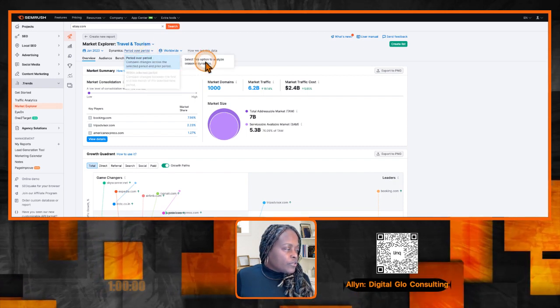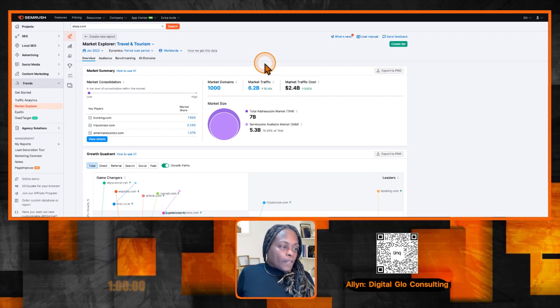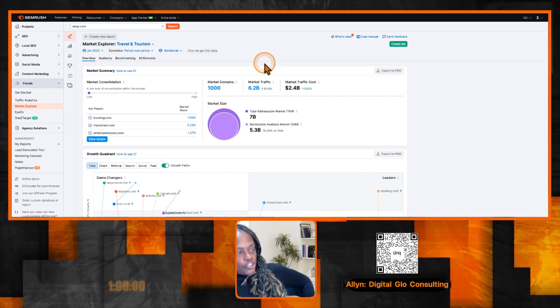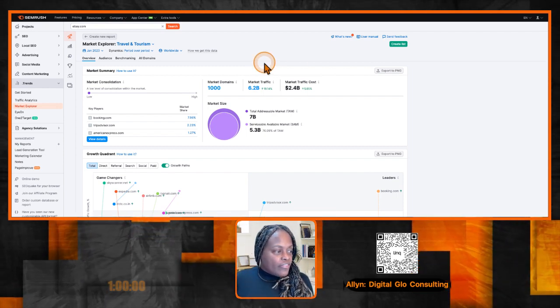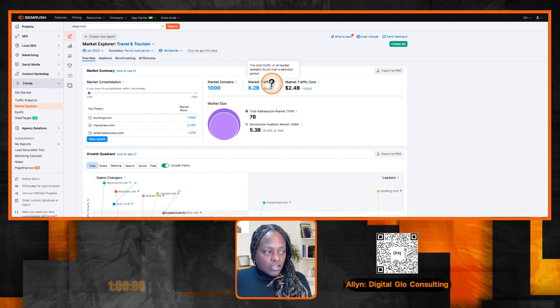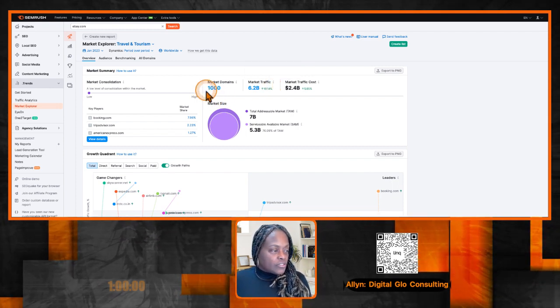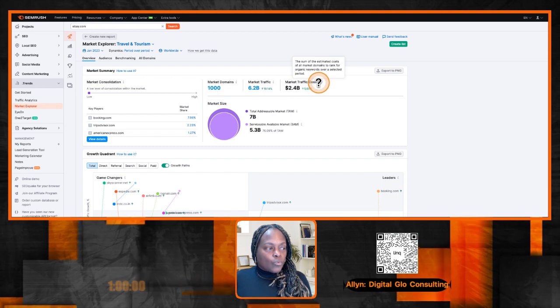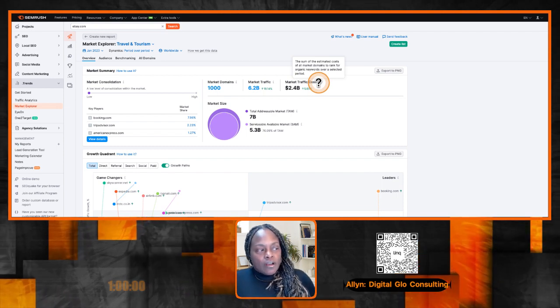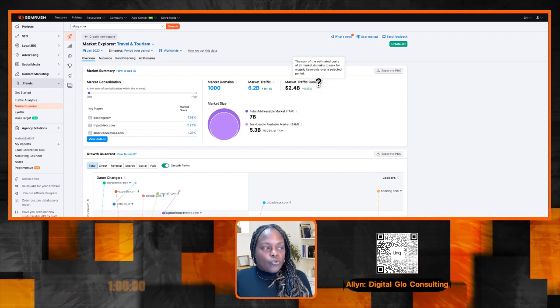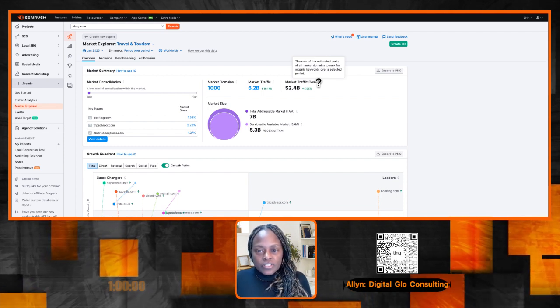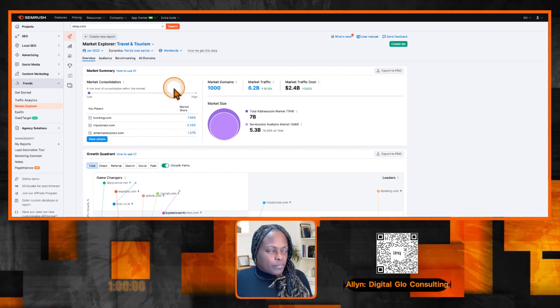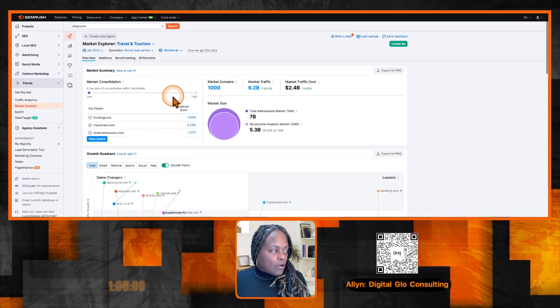Compare changes. Okay, so period over period. Okay, so 6.2 billion, and then the market traffic cost is $2.4 billion. So that's if you were to pay. It says the sum of the estimated cost of all market domains to rank for organic keywords over a selected period of time. So if you were doing paid marketing, that would be the cost.